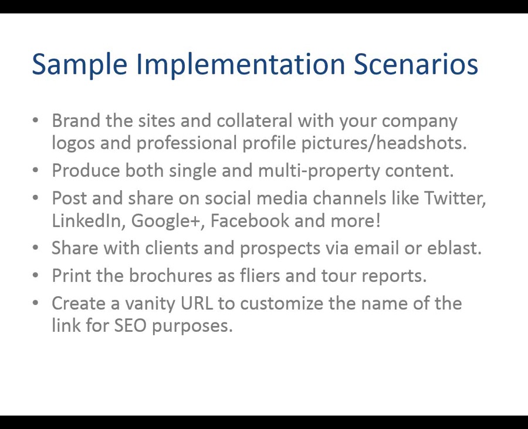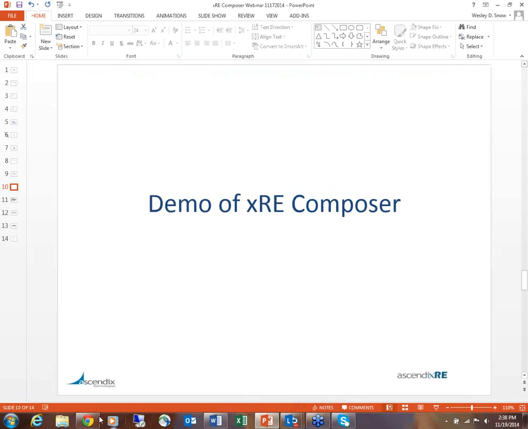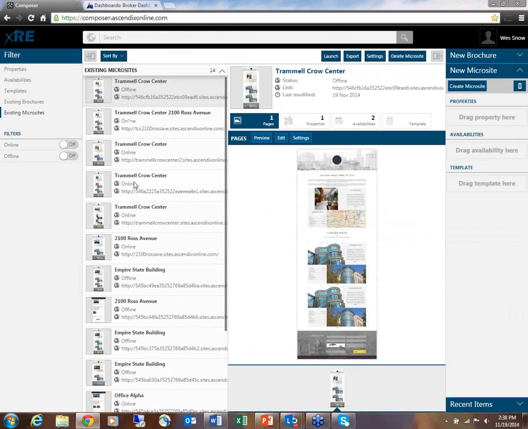And obviously, you can print the brochures, the flyers, and tour reports for hand delivery, etc. And then lastly, another use case is the ability to personalize the URLs with some vanity naming conventions so that you get SEO benefit. So with that said, let's go ahead and jump into the actual Composer in its standalone flavor. So what we have here is our out-of-the-box Ascendix xRE Composer solution.